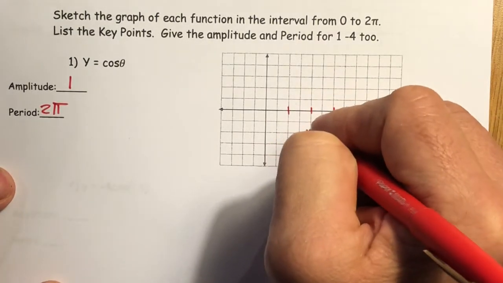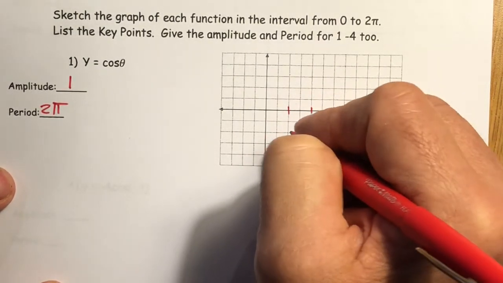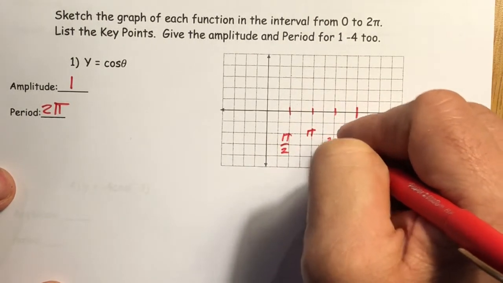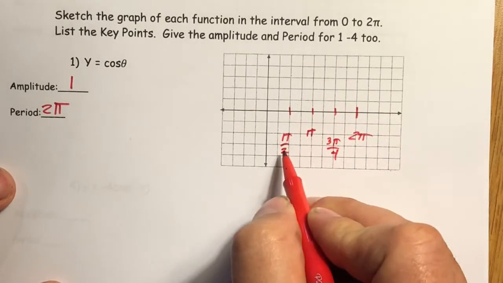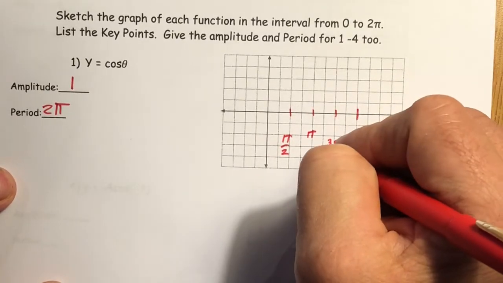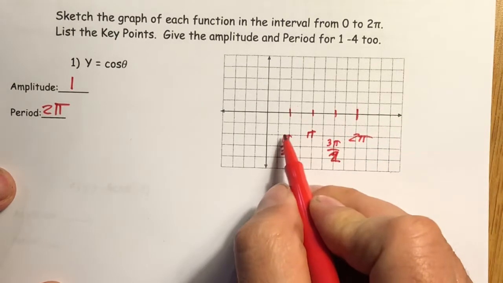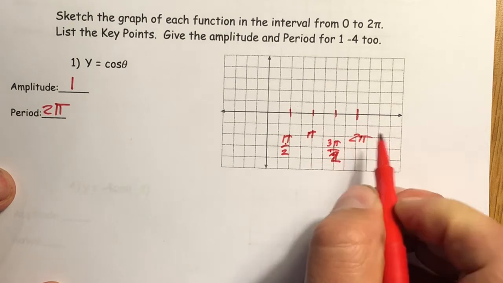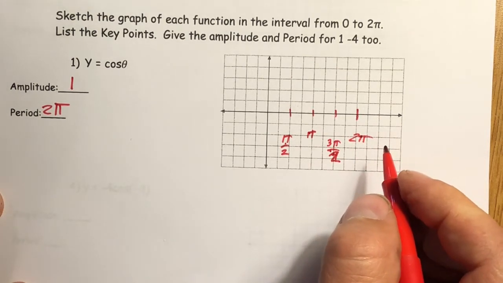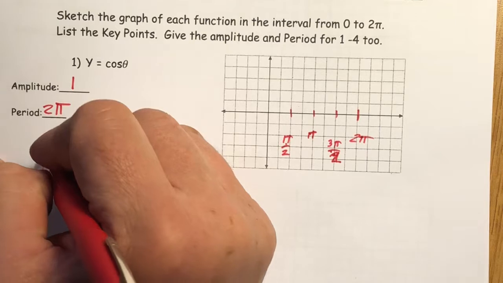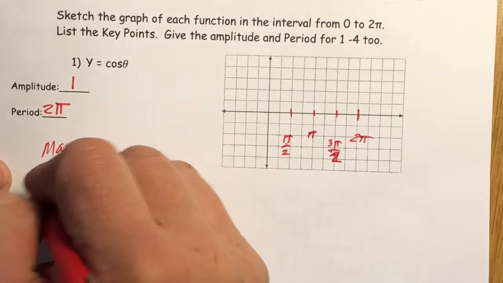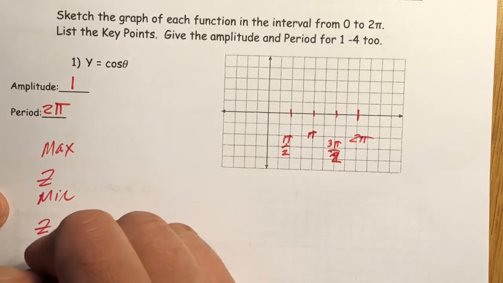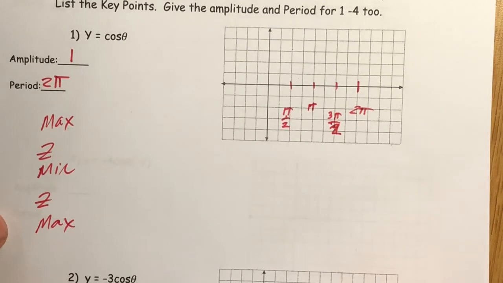Half of that is just pi. Half of that is pi over 2, and this is 3 pi over 2. So this is like 0.5 pi, 1 pi, 1.5 pi, and 2 pi. Now, this is cosine, so it's going to start out at max, 0, min, 0, and back to the maximum again.